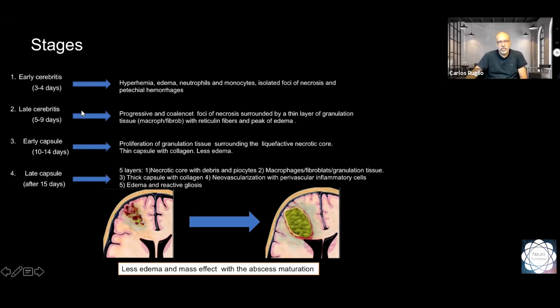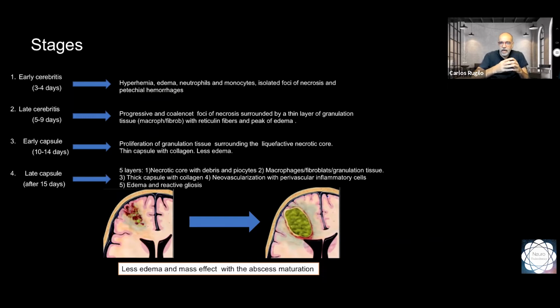Then we have the late cerebritis stage, which takes place from the 5th to the 9th days, where we have progressive and coalescent foci of necrosis surrounded by a thin layer of granulation tissue, which consists especially of macrophages and fibroblasts. And we have now some reticulin fibers, and there is a peak of edema in this phase.